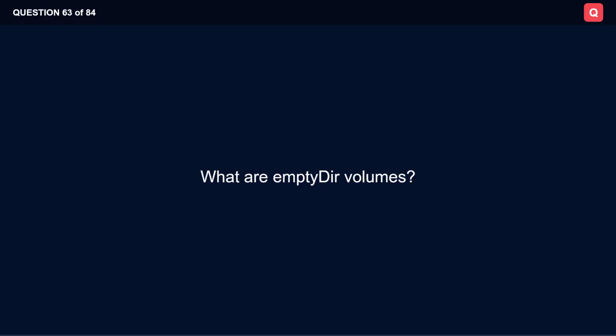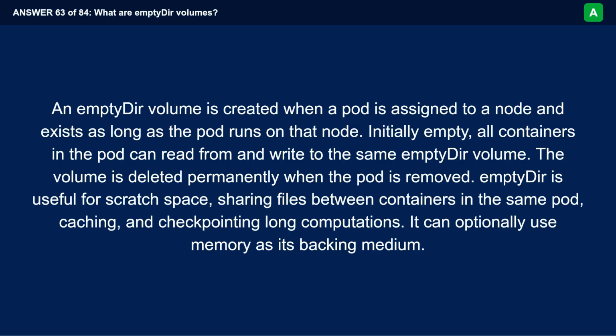What are emptyDir volumes? An emptyDir volume is created when a pod is assigned to a node and exists as long as the pod runs on that node. Initially empty, all containers in the pod can read from and write to the same emptyDir volume. The volume is deleted permanently when the pod is removed. EmptyDir is useful for scratch space, sharing files between containers in the same pod, caching, and checkpointing long computations. It can optionally use memory as its backing medium.